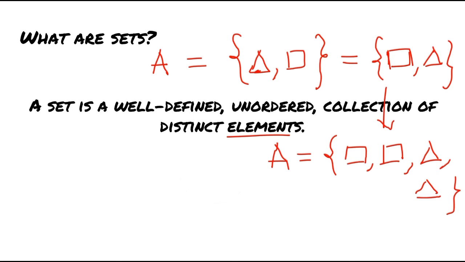What if the set doesn't have any elements? Say, what if I have a set B with no elements at all? So we call this an empty set or a null set. So we could also symbolize B as a null set symbol.